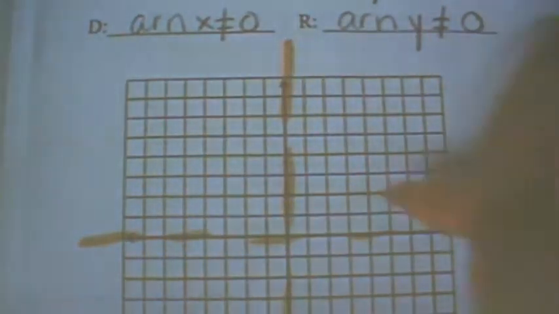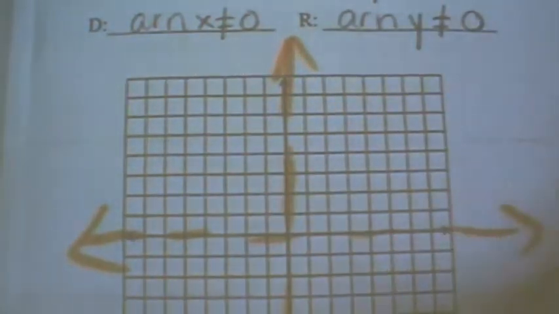So quickly, what's your vertical asymptote? 0. x cannot be 0, y can't be 0. I want you to get in the habit of writing that out, your asymptotes. What 2 quadrants are you going to be in? 1 and 3. So over 1, up 6.